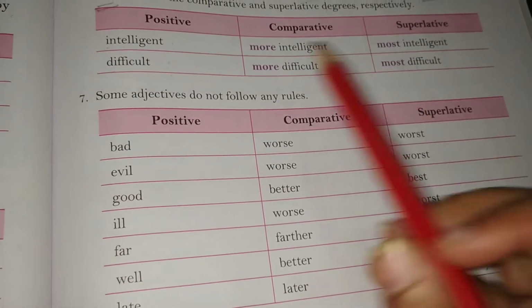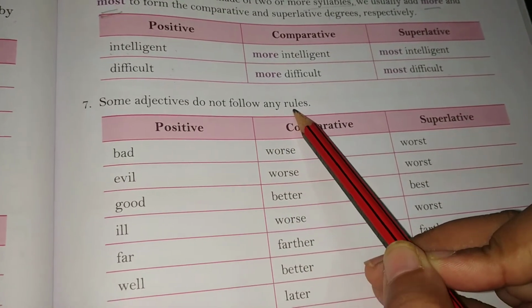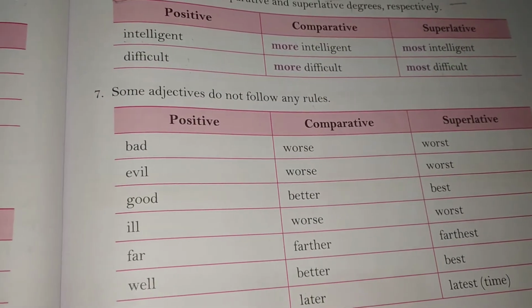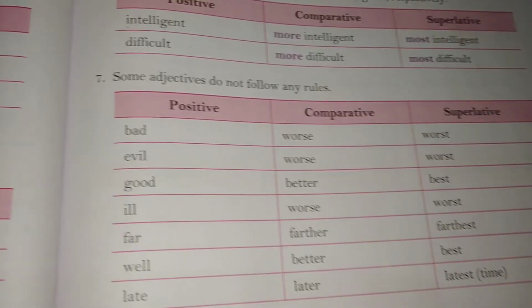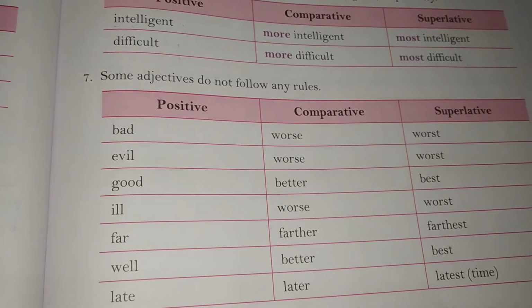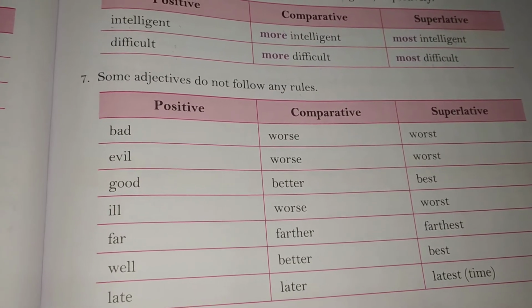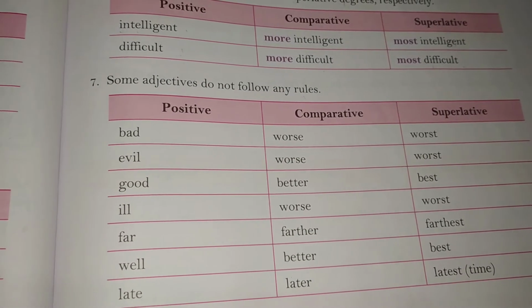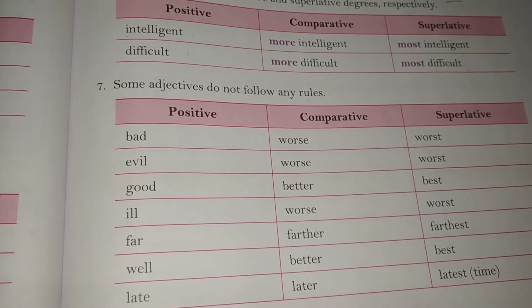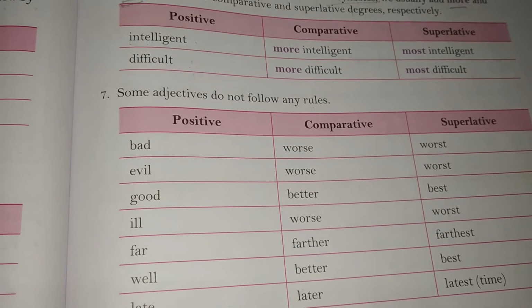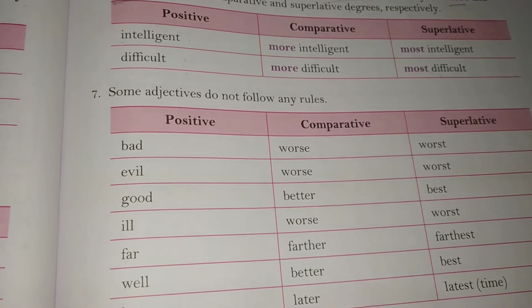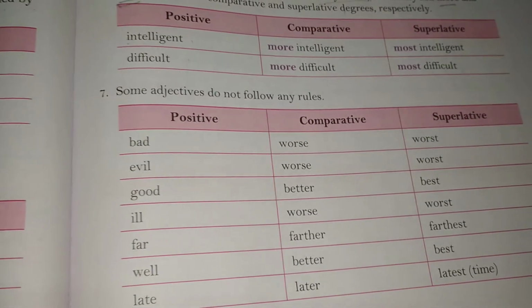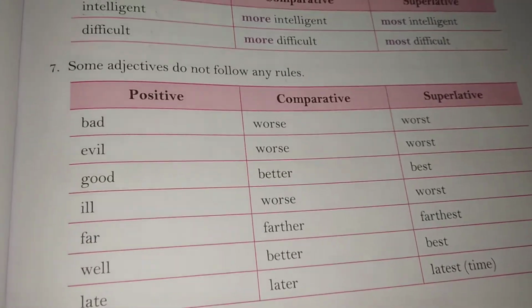Next, some adjectives do not follow any rules. Yes, students, there are some adjectives that do not follow those rules which I have explained. They are different in all the forms, meaning comparative, positive and superlative degree. We do not add er or est, replace y and add ier, iest, or double the letter. They just form the comparative and superlative degree by other means, meaning they do not follow the rules.